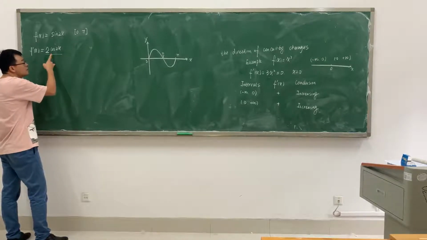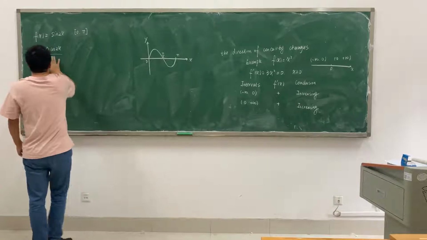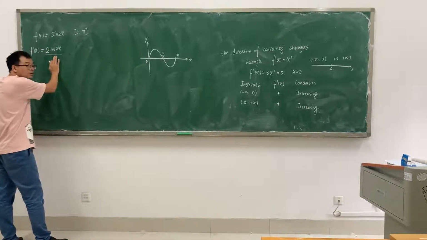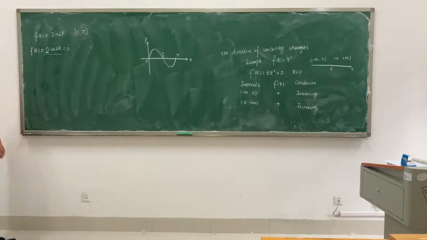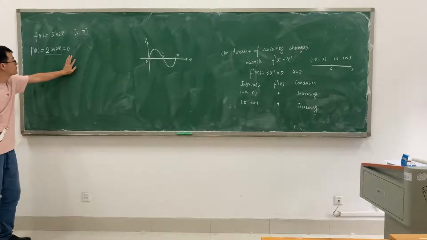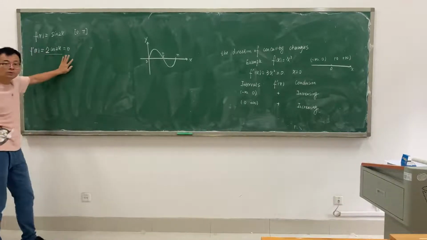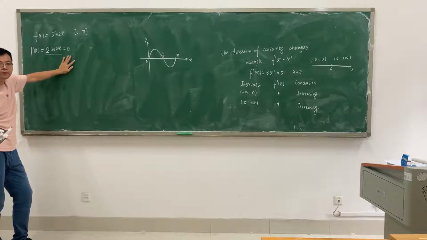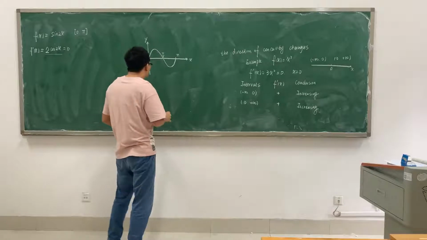For this function, we let it equal to 0. In this interval, we can find x where cosine of what equals 0? First we recall the cosine graph.